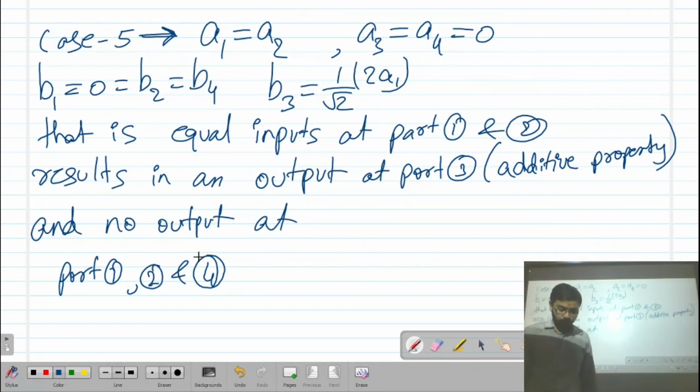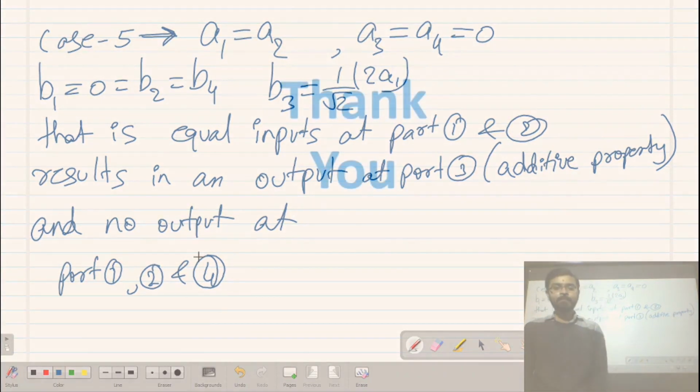So these are the 5 different cases for the magic T junction or hybrid T junction or EH plane T junction which we have seen. Okay, so this is all about the EH plane T junction. Okay, thank you.